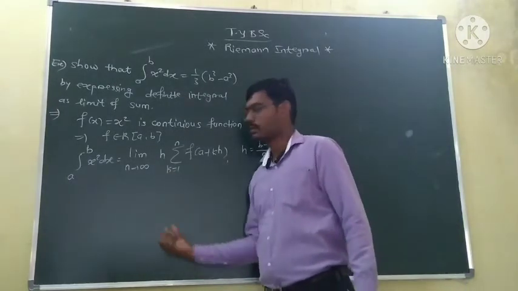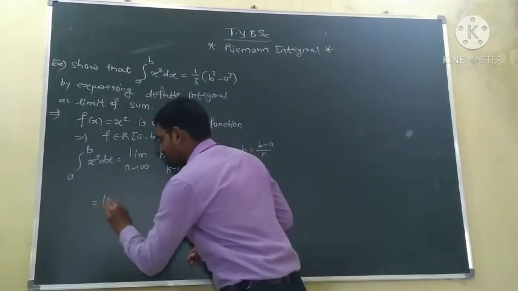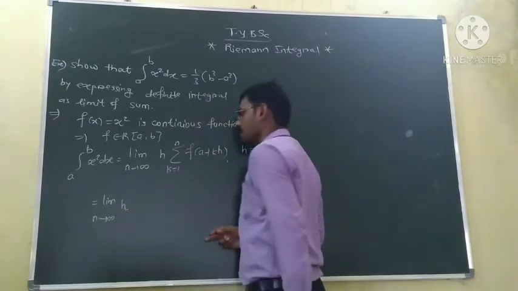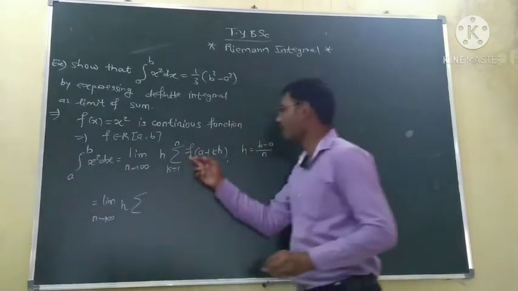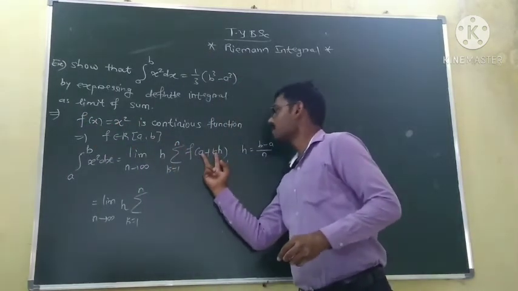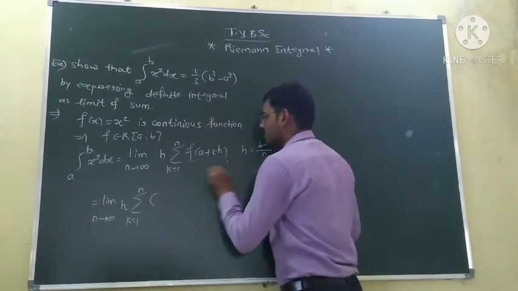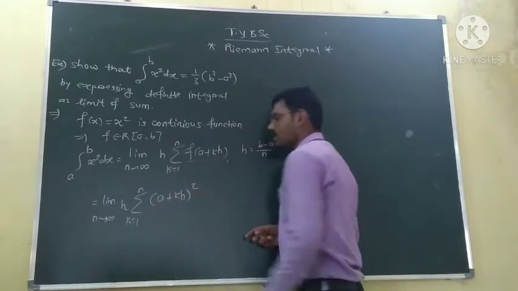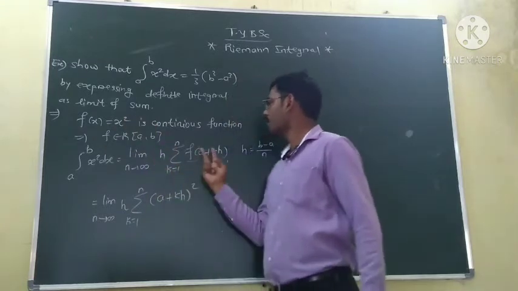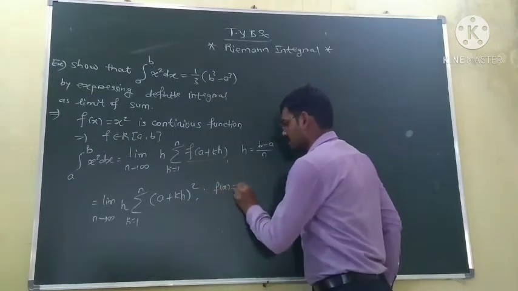Now we will solve this to get the integration of our function x square. This is equal to limit n tends to infinity of h, and the summation of f of a plus kh. Now the function is defined as f of x equal to x square, so f of a plus kh will be equal to a plus kh whole square, because the function takes the value of the square of its argument.